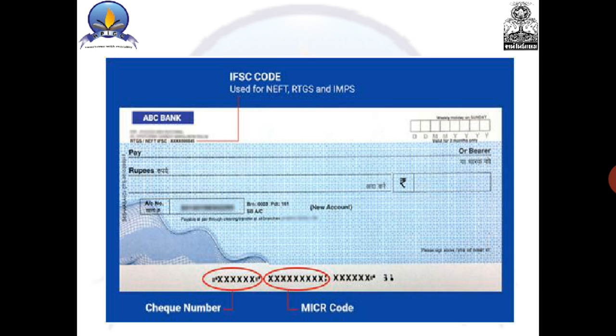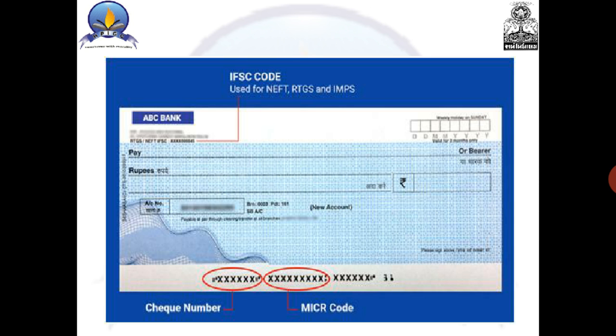What is the MICR code used for? One is required to mention the MICR code while filling up various financial transaction forms such as investment forms or SIP forms, or for transferring funds.